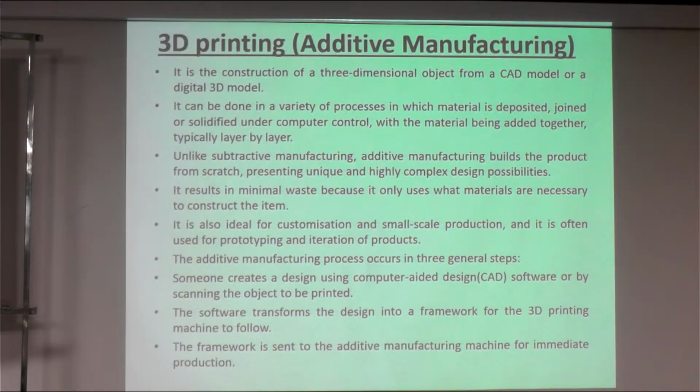But in subtractive manufacturing, you have to remove material, take away material. It is also ideal for customization and small scale production. It is often used for prototyping and iteration of products. The additive manufacturing process occurs in three general steps.